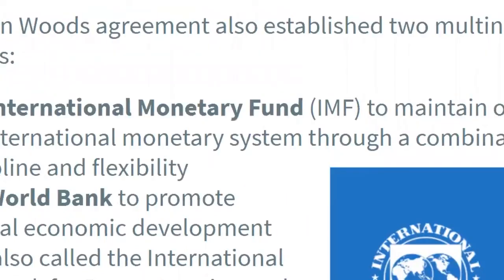So, what institutions were established at Bretton Woods? Bretton Woods concluded by establishing 2 multinational institutions. The first is the IMF, or the International Monetary Fund. Its function is to maintain order in the international monetary system through a combination of discipline and flexibility.